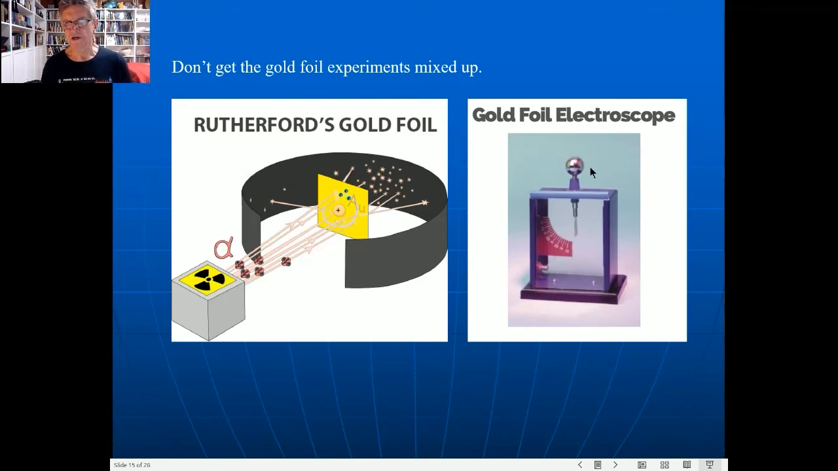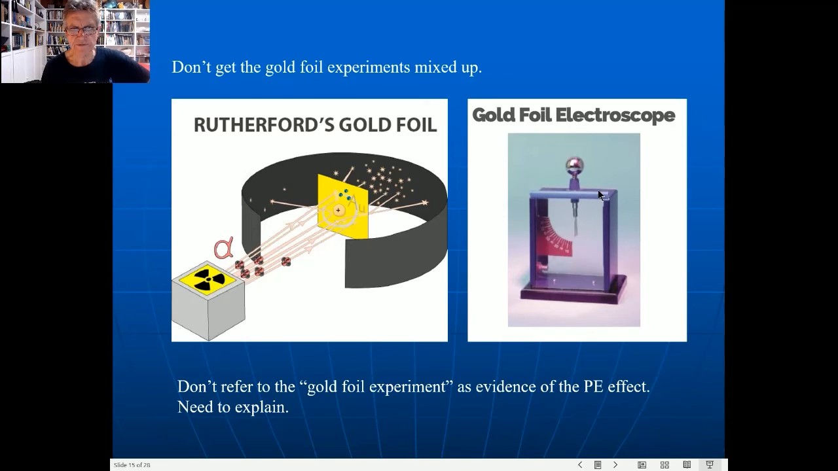You put a piece of zinc on the top, shine some UV light on it, and the gold leaves of the electroscope will start to diverge or open up. So it's two completely different ideas. This one, the gold foil electroscope, is the one used in demonstrating the photoelectric effect. So it's no good just saying the gold foil experiment is evidence. You'd need to explain what it's all about.